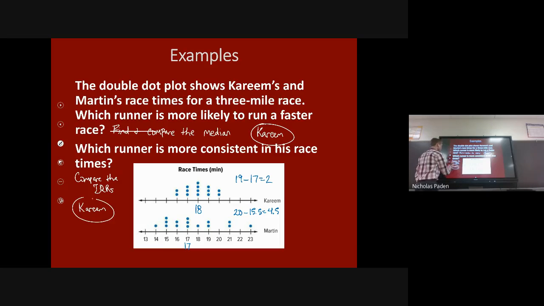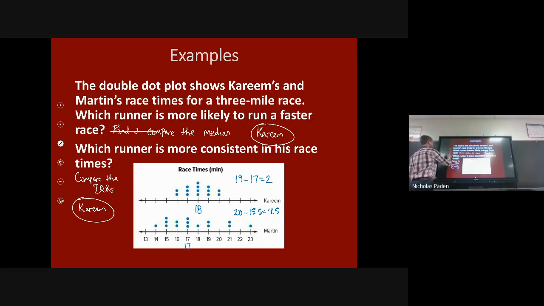So whenever it's asking you to compare, this is one thing that's important. Actually use the statistics. Don't just look at, okay, which one is higher up. Some of Martin's seem like they're going to be higher up, but you want to actually find the statistics, find the medians. Actually, I'm sorry. Hopefully you saw what I did.